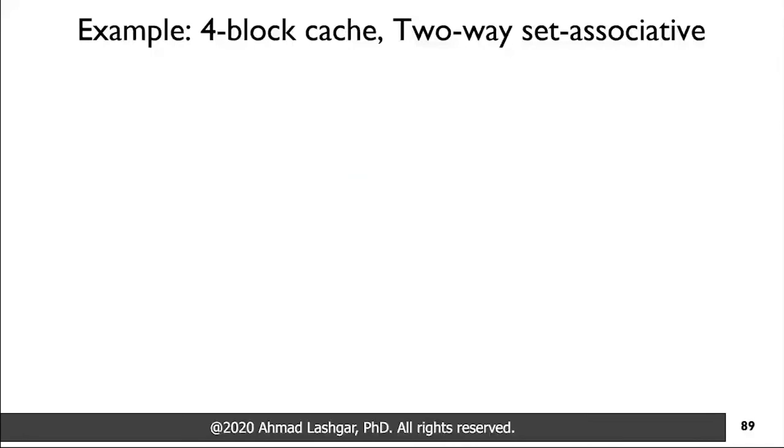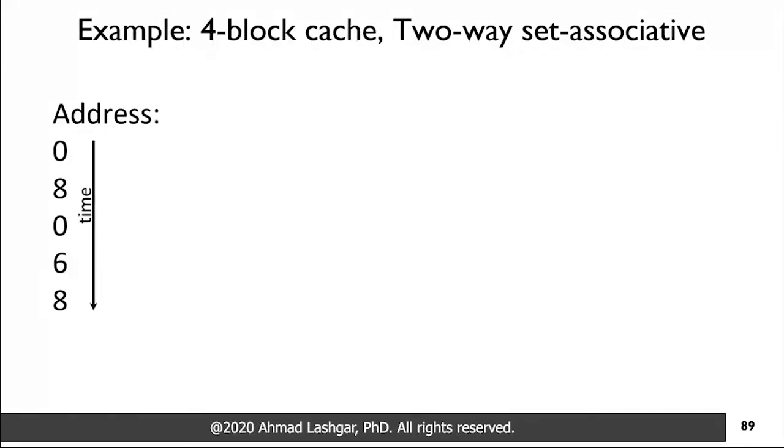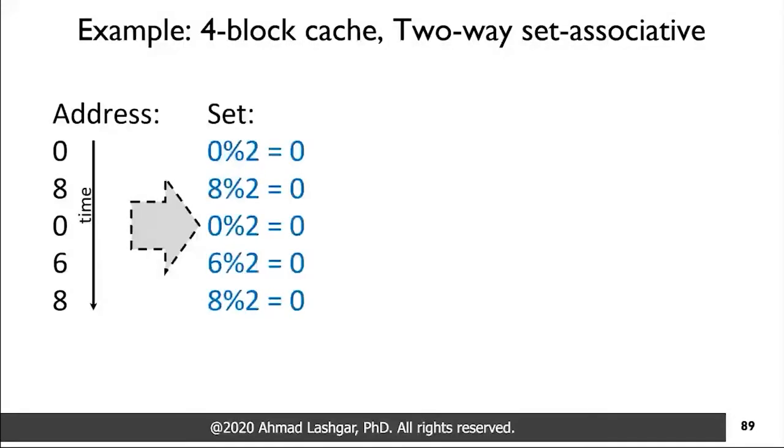Second example is two-way set associative cache. Assume the same sequence of addresses. Let's calculate the set ID this time. Here our cache configuration is different. We have 2 sets, and in every set we have 2 ways. In total, we still have 4 blocks in the cache, but they are organized as 2 sets, 2-way per set.